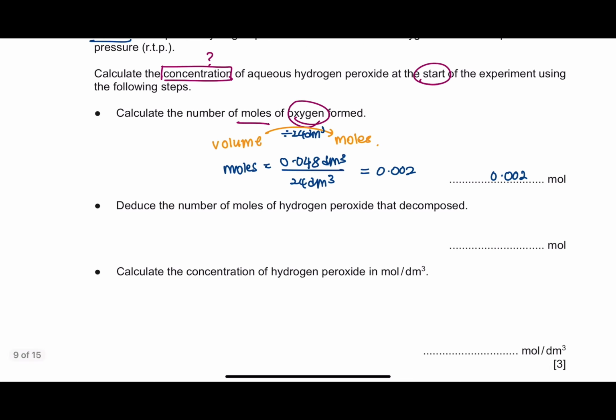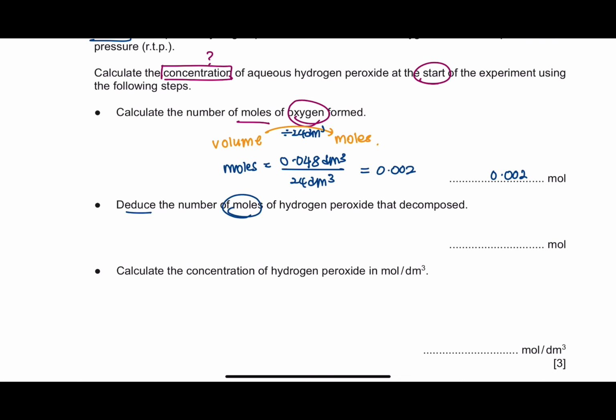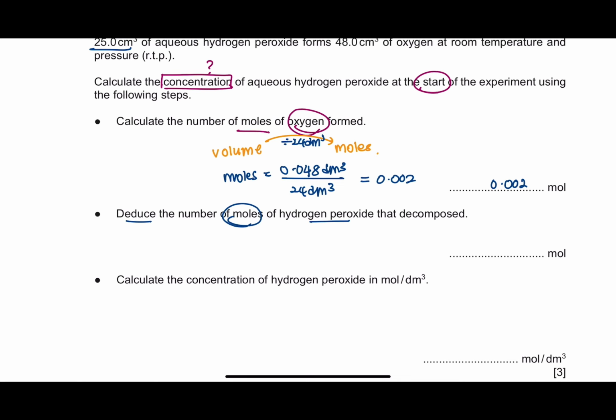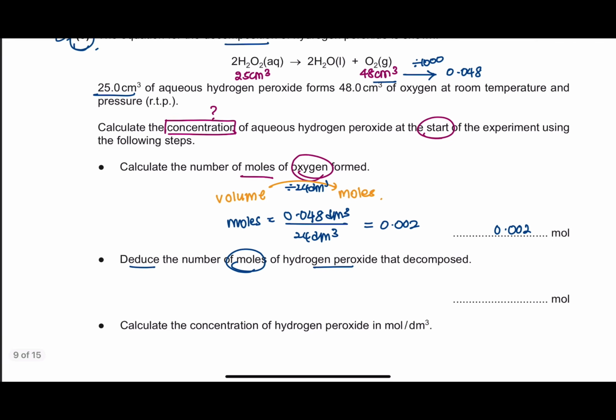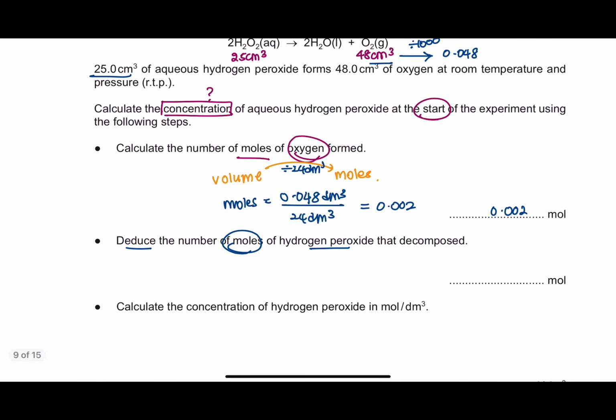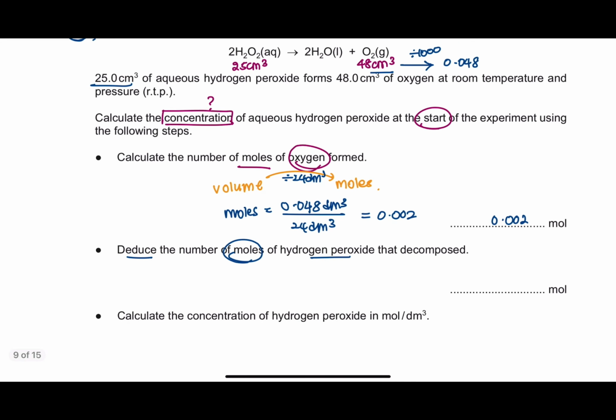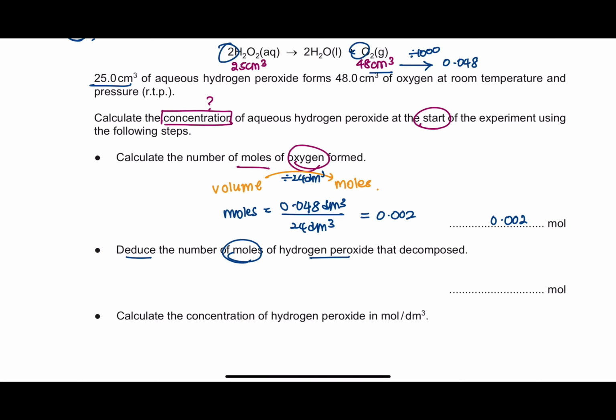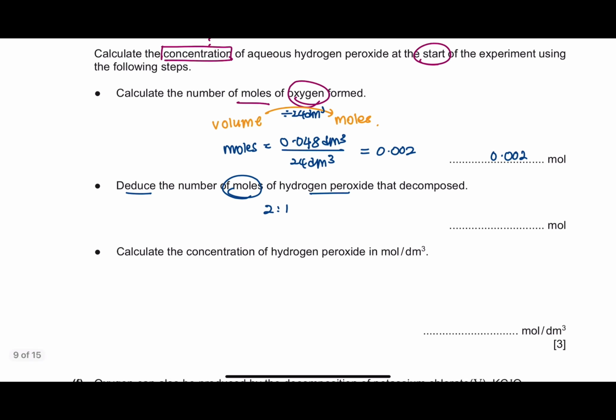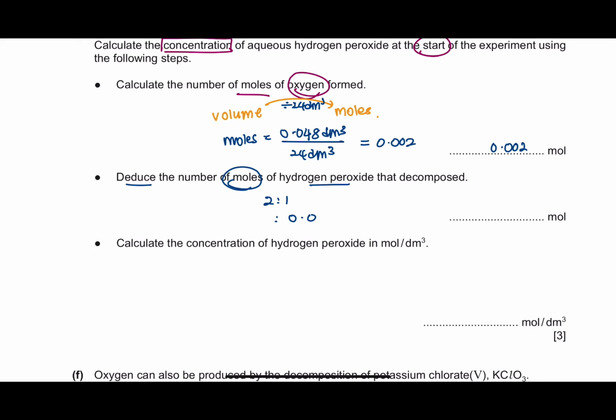The second part is asking you to deduce the number of moles of hydrogen peroxide. Similar to how we did previously, you just need to compare the ratio. It states in the equation that 2 hydrogen peroxide gives 1 oxygen, and as we know, the number of moles for oxygen is 0.002. Since the ratio differs by a multiplication of 2, you just need to do the same thing and you would get a number of moles which is 0.004. So that is your answer.